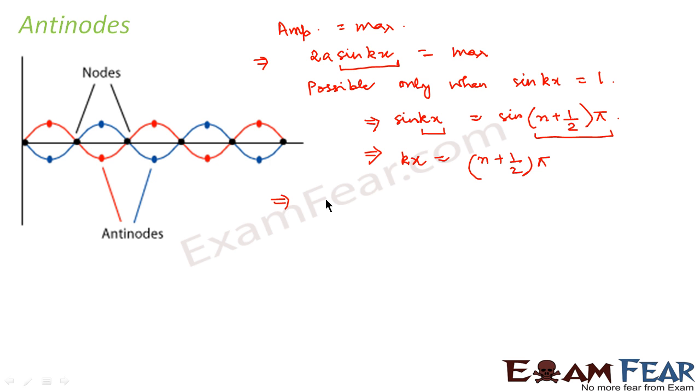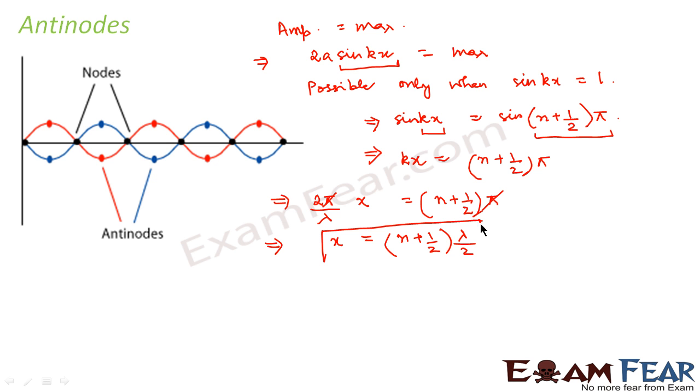So again put k as 2 pi by lambda. So this is 2 pi by lambda into x is equal to (n plus 1 by 2) into pi. So this pi and pi get cancelled. So from here you get x is equal to (n plus 1 by 2) into lambda by 2. So this represents the position of antinodes, that is the positions of maximum displacement. So here n starts from 0, 1, 2 and so on, right?